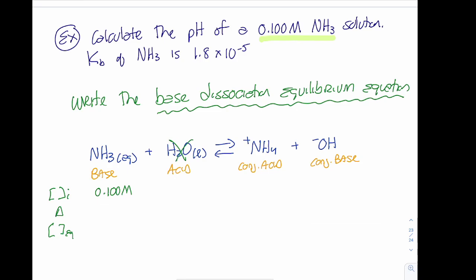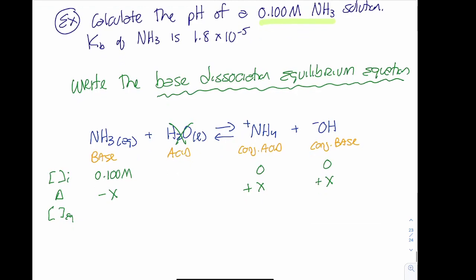We're not going to care about water. It's a pure liquid. I haven't written the expression yet, but it's not going to be part of it. And initially, I don't have any product. We're going to lose some amount. We don't know what it is. We'll call it X. We gain on the product side. I have coefficients of 1 in front of all of those, so 1x for all of them. And then at equilibrium, what I started out with minus what I lost. 0 plus x, right? What we started out with plus what we gained, and then the same here.